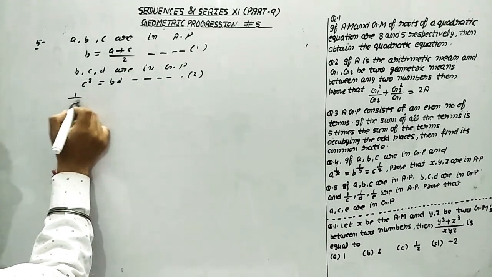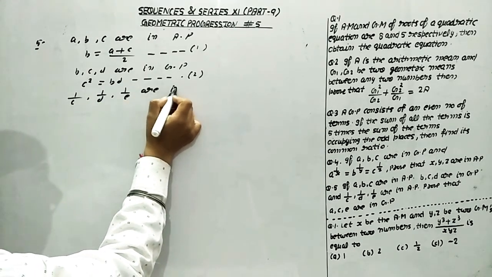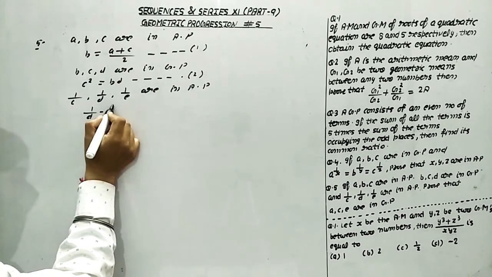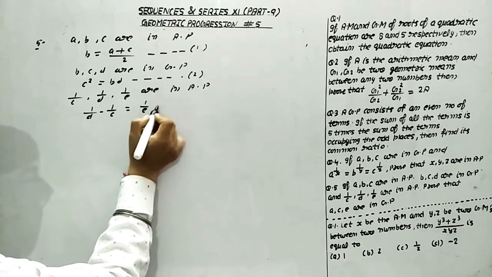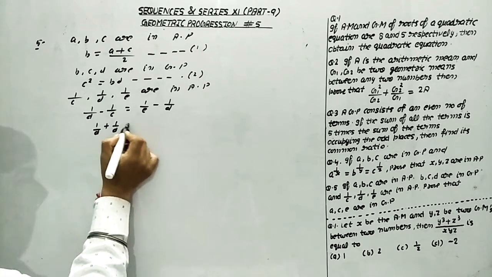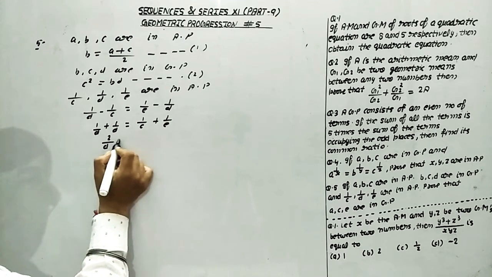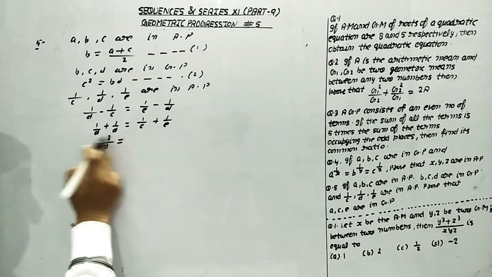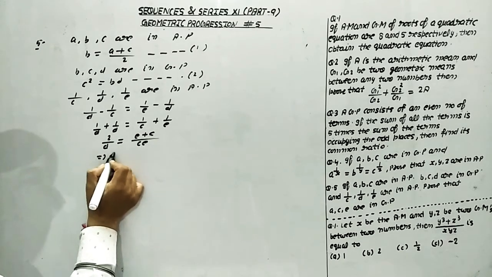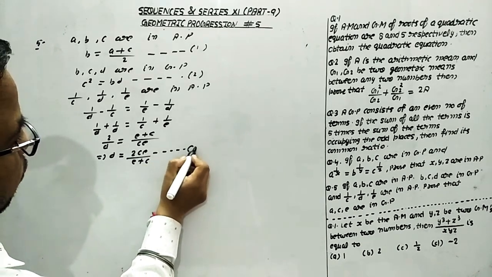And also they are saying 1 upon C, 1 upon D, 1 upon E are in AP. Because these terms are in AP, we will apply the simple rule: 1 upon D minus 1 upon C equals 1 upon E minus 1 upon D. It means 2 upon D is equal to 1 upon C plus 1 upon E, which is E plus C upon CE. It implies that D is equal to 2CE upon E plus C. This is the third equation.